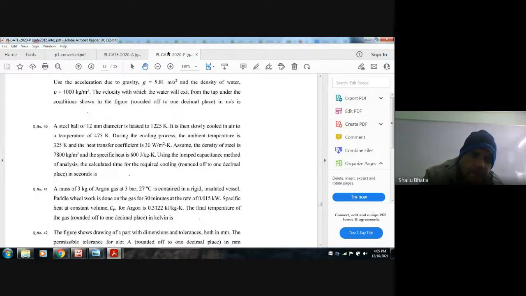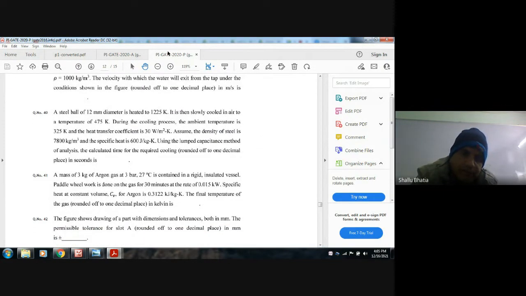Question number 40. A steel ball of 12 mm diameter is heated to 1225 Kelvin. It is then slowly cooled in air to a temperature of 475 Kelvin. During the cooling process, the ambient temperature is 325 Kelvin and the heat transfer coefficient is 30 watt per meter square Kelvin. Assume density of steel is 7800 kilogram per meter cube and specific heat is 600 joule per kilogram per Kelvin. Using the lumped capacitance method of analysis, calculate the time required for the cooling, rounded up to one decimal place, in seconds.